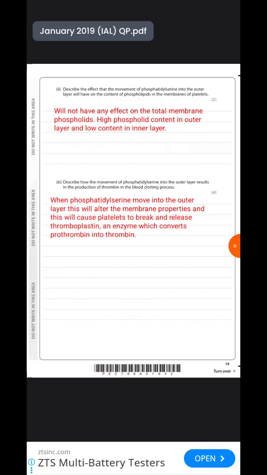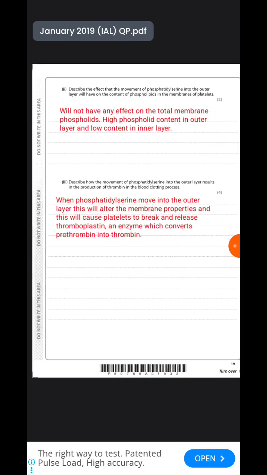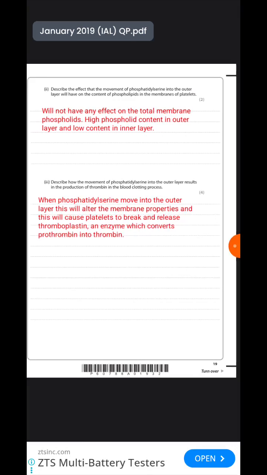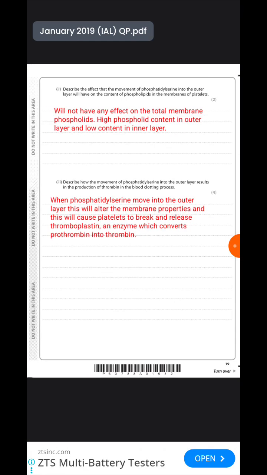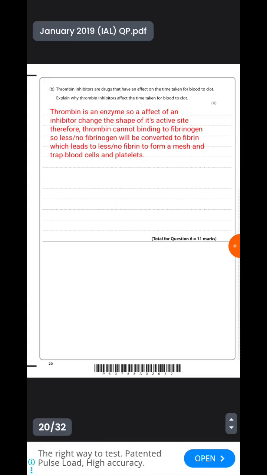That means it will damage and this will cause platelets to break and release thromboplastin, an enzyme which converts prothrombin into thrombin. Okay. Then, part B. Thrombin inhibitors are drugs that have an effect on the time taken for blood to clot. Explain why thrombin inhibitors affect the time taken for blood to clot.